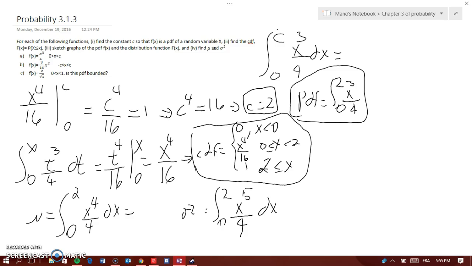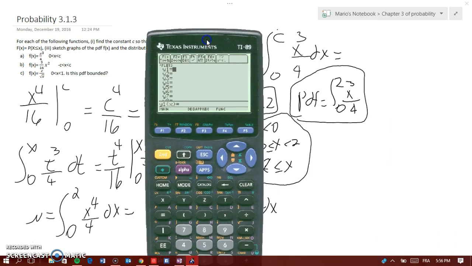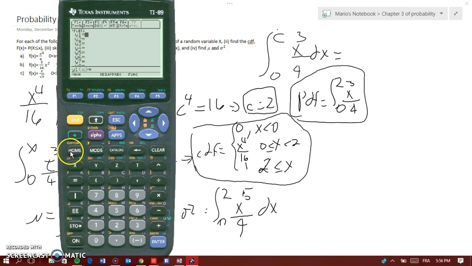Now, how are we going to graph this? We're going to go here and clear that out. This is x cubed, so x to the power of 3 divided by 4. That'll be that. Enter.